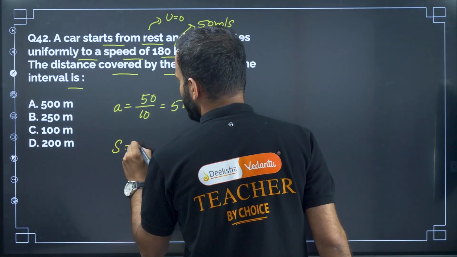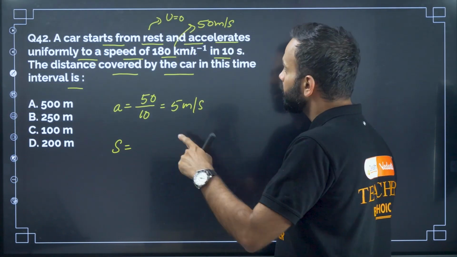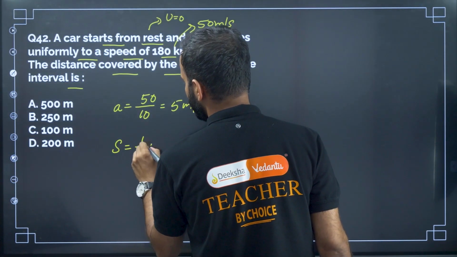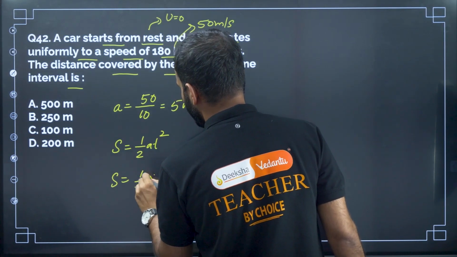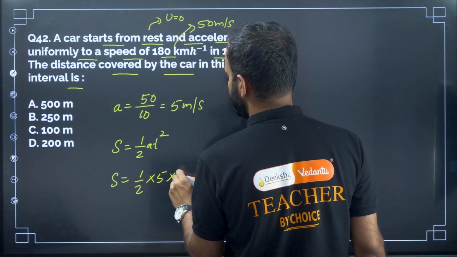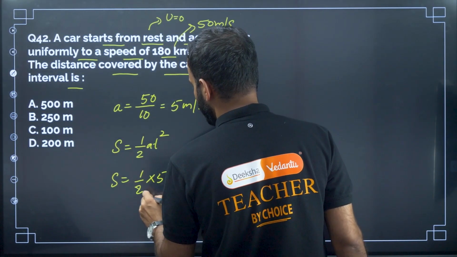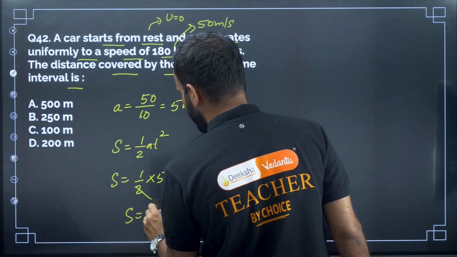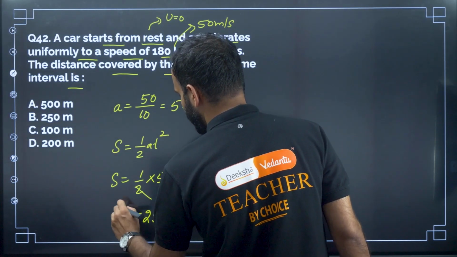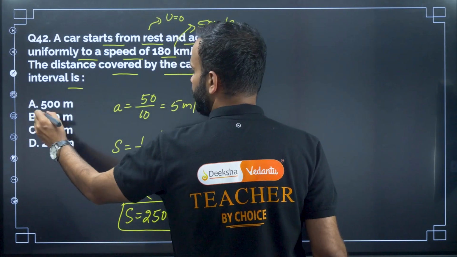We need to find the distance covered by the car in this time interval. Apply the second equation of motion, s equals ut plus half at squared. Initial velocity is 0, so it will be half at squared. So s equals half into 5 into t squared, that is 10 squared, 100. So this will be 50, s equals 250 meter. So the correct option is B.